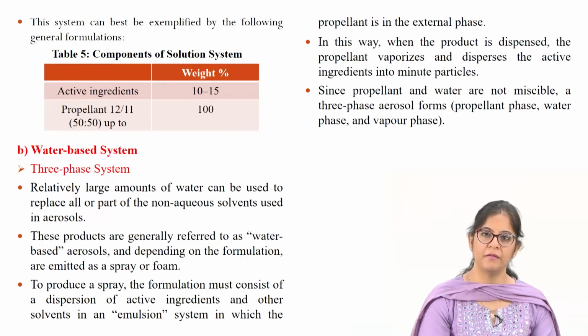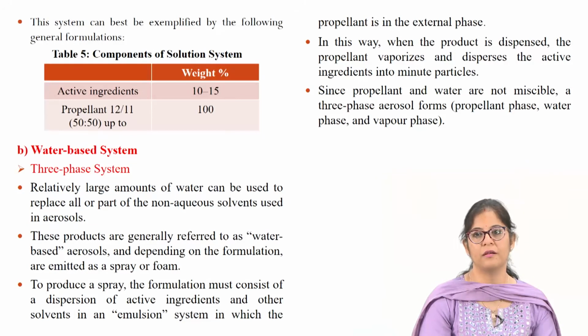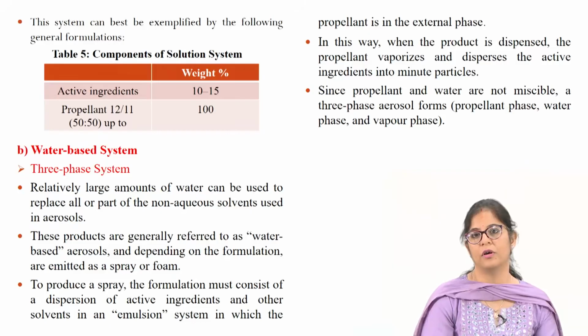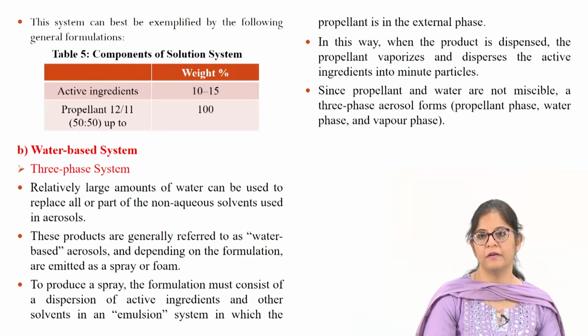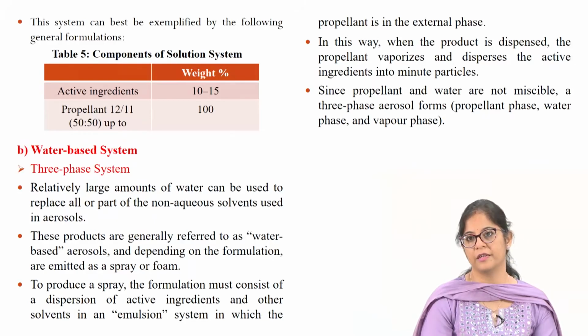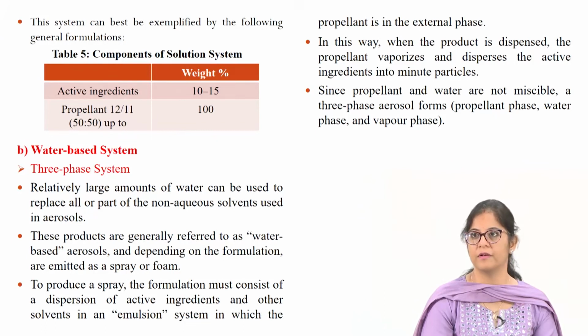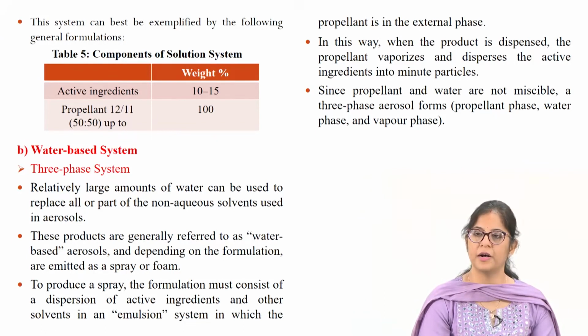A water-based system is a three-phase system. The relatively large amount of water can be used to replace all or a part of the non-aqueous solvent used in aerosols. These products are generally referred to as water-based aerosols, and depending on the formulation, they are emitted as a spray or foam. To produce a spray, the formulation consists of a dispersion of active ingredient and other solvents in the emulsion system, in which the propellant is the external phase. In this way, when the product is dispensed, the propellant vaporizes and disperses the active ingredient into minute particles.